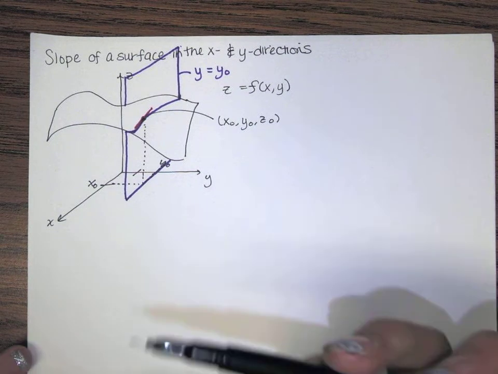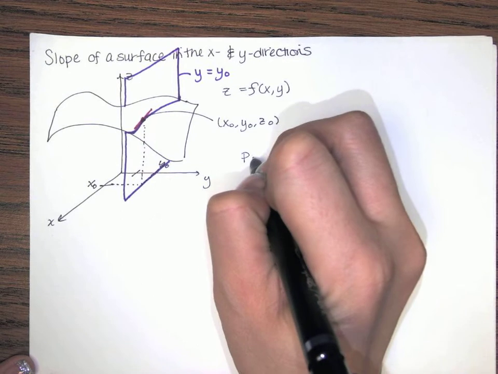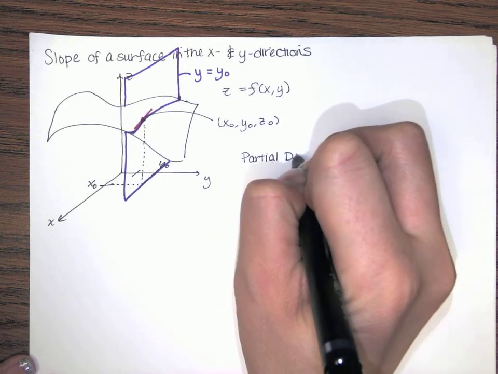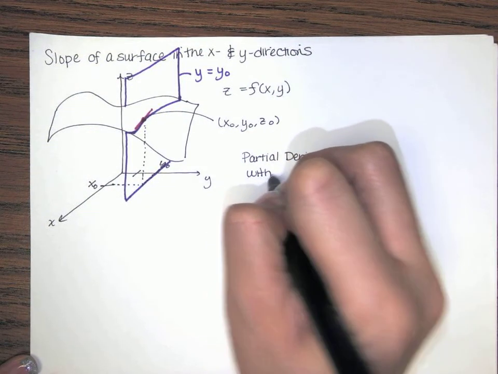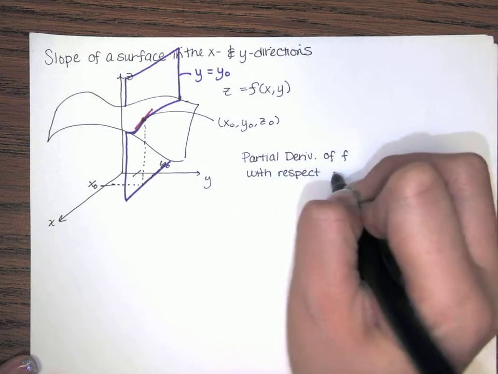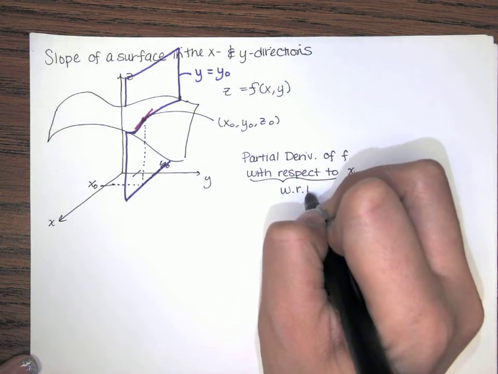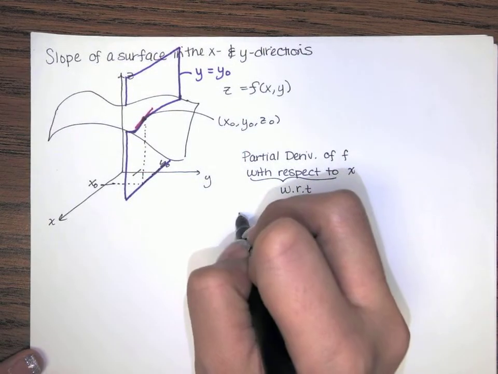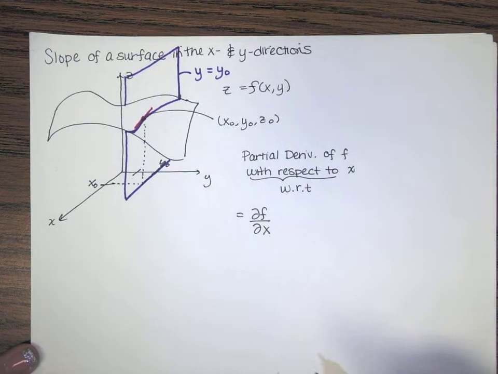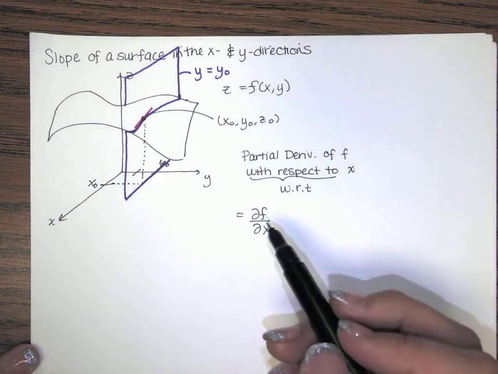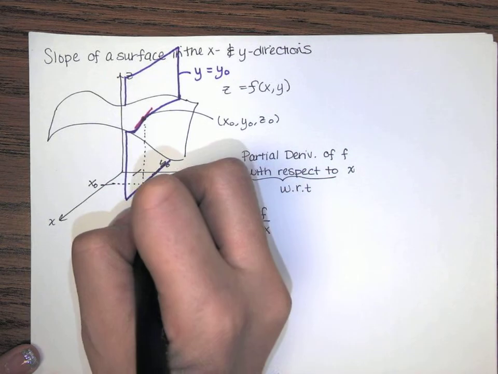Well, to figure that out, we compute the following. This is called the partial derivative of f with respect to x. I'm going to use WRT to abbreviate with respect to. This is notated this way. It's the partial of f with respect to x. It looks like a backwards 6, but that's not a backwards 6. It's also not a delta. It's a partial sign.